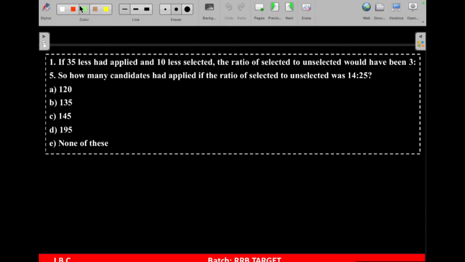But read: how many have applied? Yes, how many have applied? Applied means what? Selected and unselected are applied. Yes or no? Reply all. Selected plus unselected will be applied. Then what is the answer? Very, very important. Easy only, not so difficult. Easy concept, we can solve it easily. Observe here.